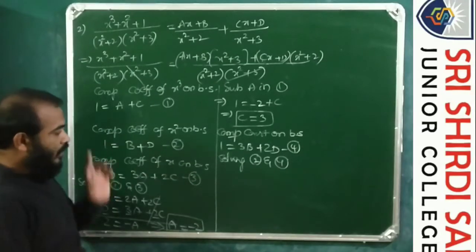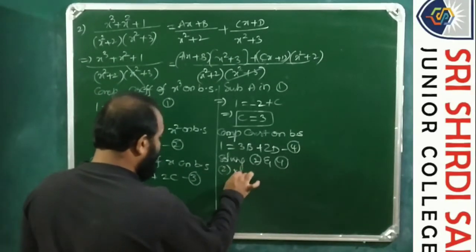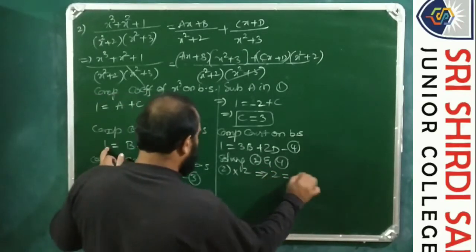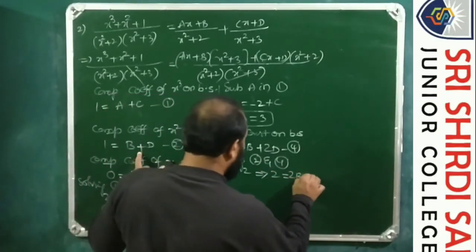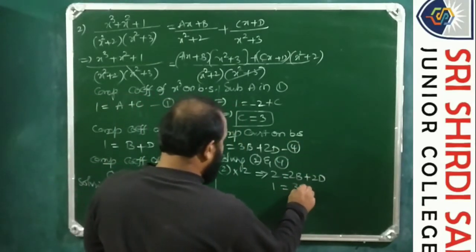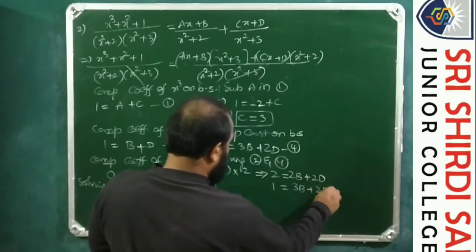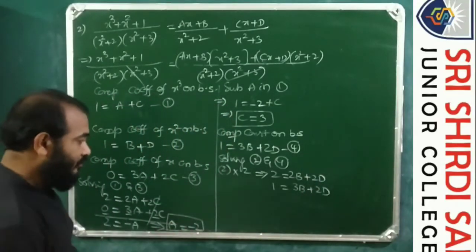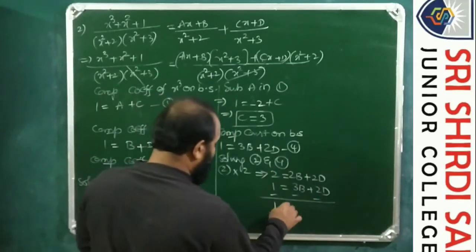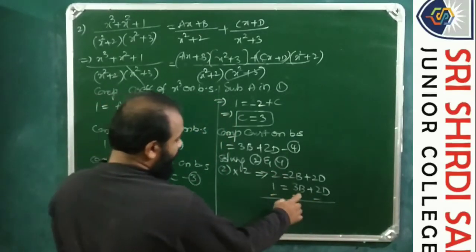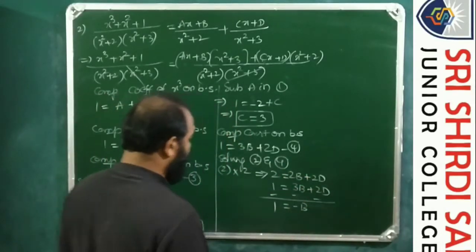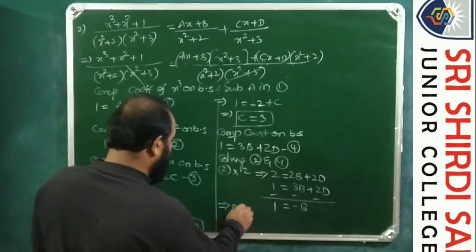So I'll multiply the second equation with 2. Then we'll get 2 ones are 2, 2b plus 2d. So this is equal to 1 is equal to 3b plus 2d. So minus, minus, 2 minus 1 is 1, equal to 2b minus 3b is minus b. So these two get cancelled. Therefore b is equal to minus 1.